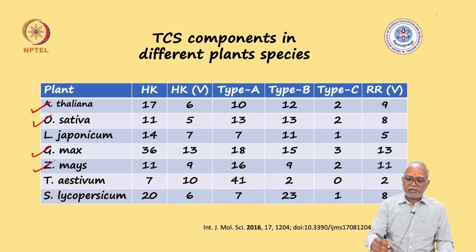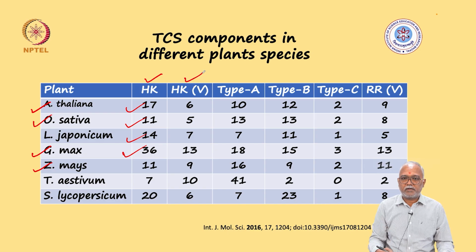So what you will notice is that more or less every plant species which has been studied in this context has different components, whether it is the histidine kinase or variants of histidine kinase. Remember the variants of the histidine kinase, where the histidine residue which accepts the first phosphate because of hydrolysis of ATP is missing, and that makes it a complex system.